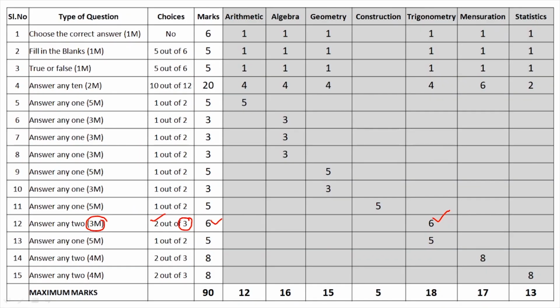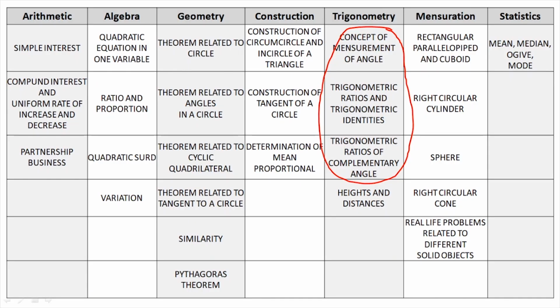And the next will be of 5 marks. There will be 2 questions and you have to answer one, and that is again from trigonometry, and that will be from the next chapter, that is height and distance.